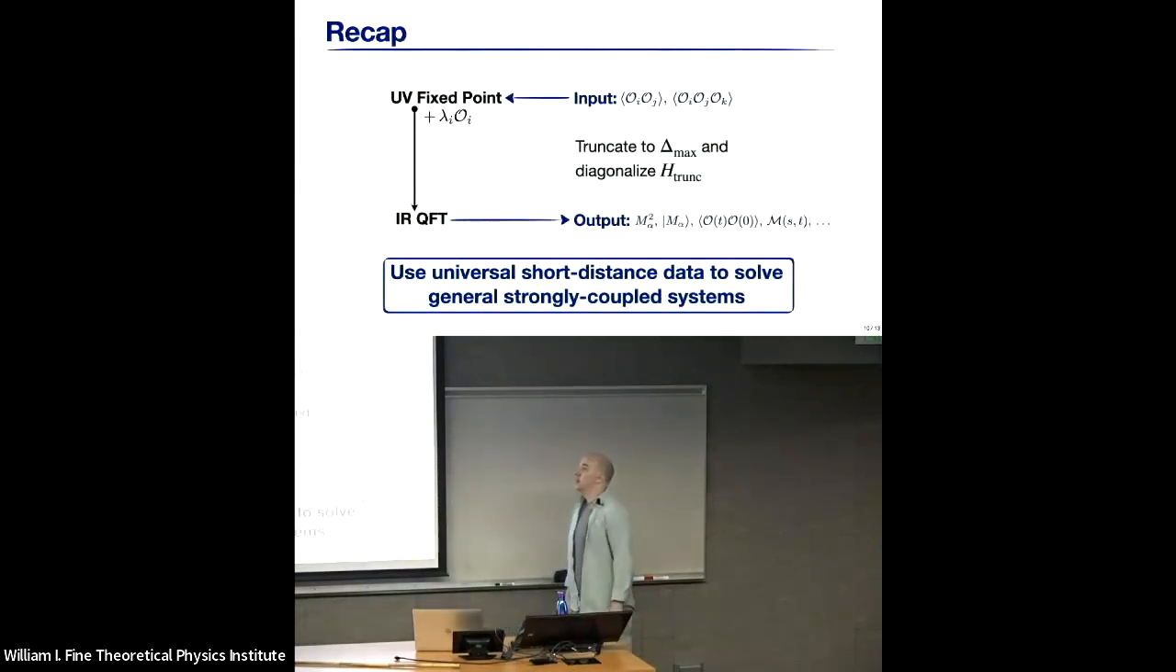Okay. So to summarize, the basic structure is that the inputs are 2 and 3 point functions from a CFT. So if I take those as a given, for example, for free theory, but more generally, if I use the bootstrap or whatever to compute this data, that becomes my input. I then just truncate the spectrum of operators to some finite delta max, diagonalize the truncated Hamiltonian, and then my output is both the eigenvalues, but also the eigenstates, which I can then use to compute things like correlation functions or scattering amplitudes. And so this is a general recipe for using short distance data to get long distance physics.